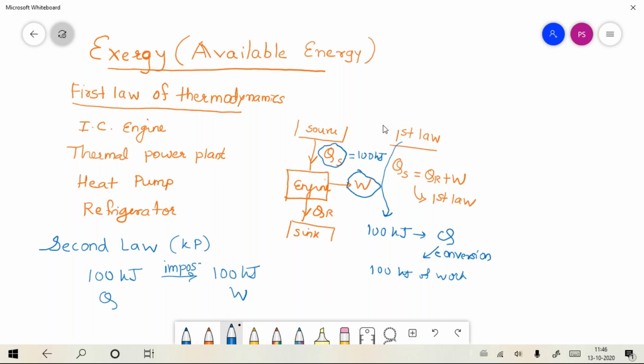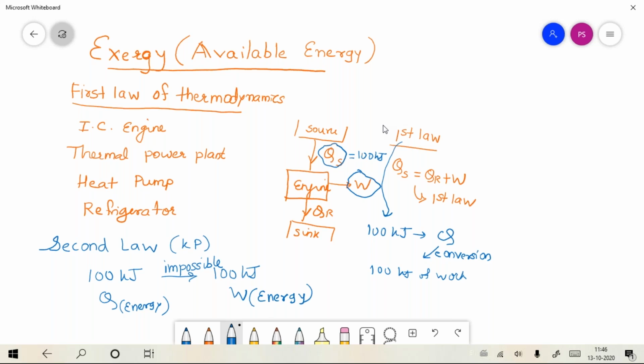Now, mind well that Q is energy, and W is also a form of energy. So what the second law is telling us is that there is some energy which is in the form of heat, and this energy which is in the form of heat cannot be converted to work entirely.